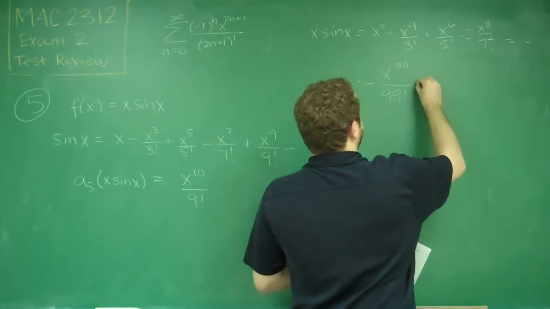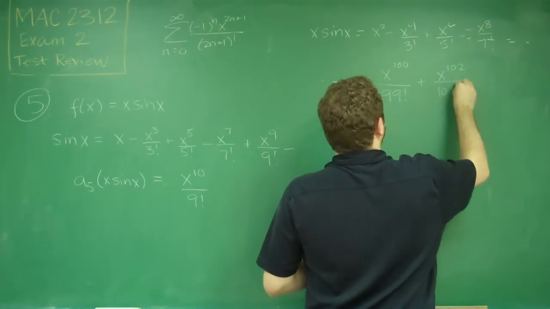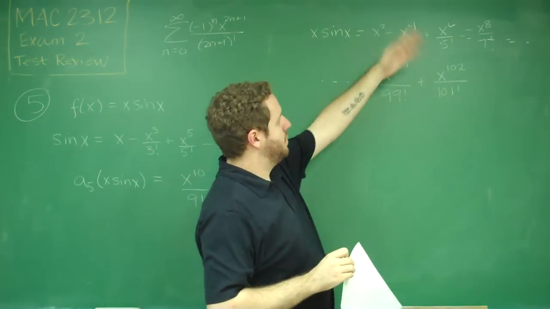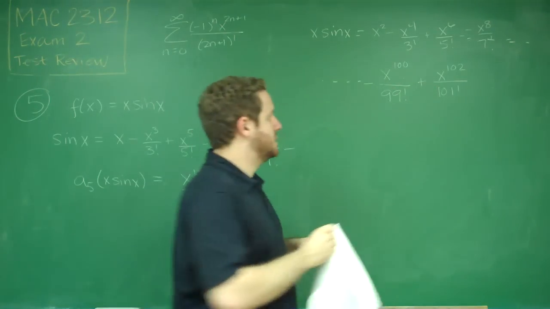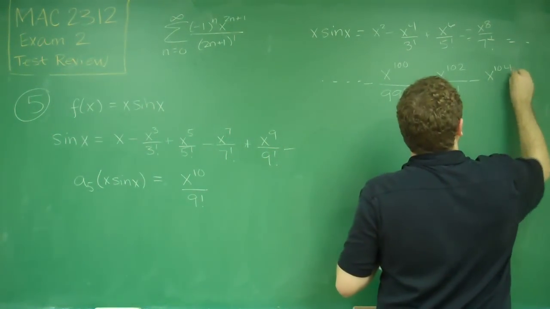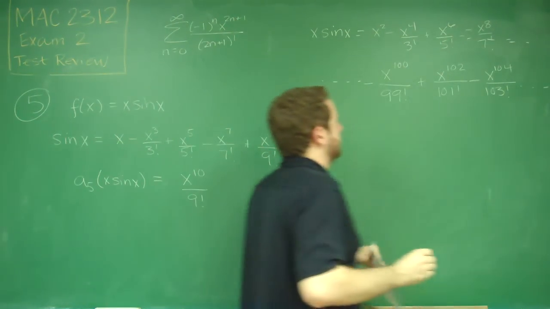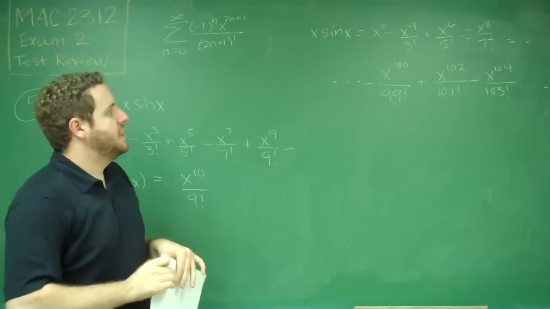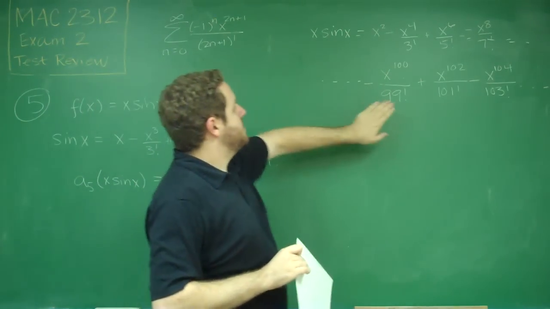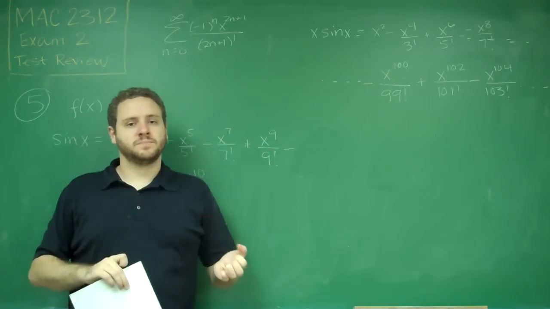So the next one would be plus, we'd have x to the 102 over 101 factorial. Remember now, this is following the same pattern. The powers are just going up by 2, the factorials are going up by 2. Minus x to the 104 over 103 factorial, on and on. So in this series for x sine x, if we're going to take 100 derivatives, everything that came before this term doesn't matter because they're all just going to turn into 0.